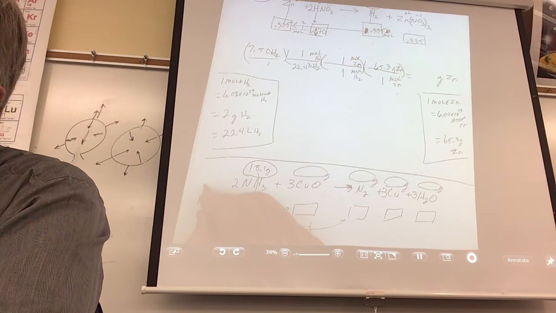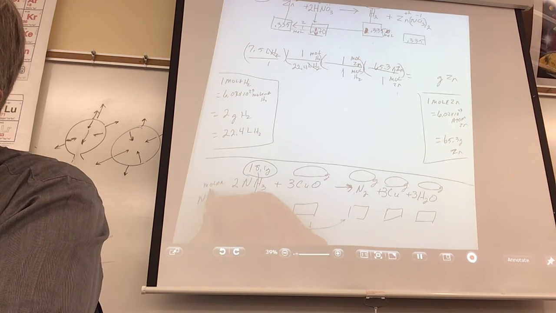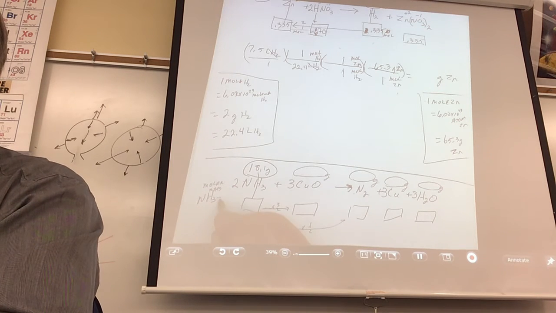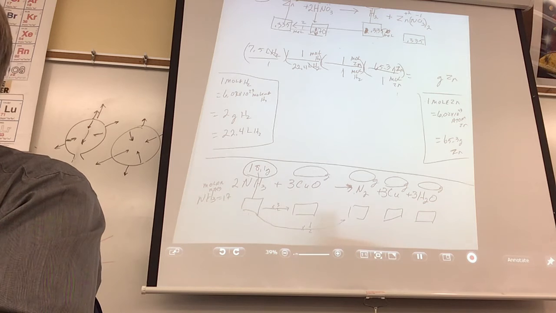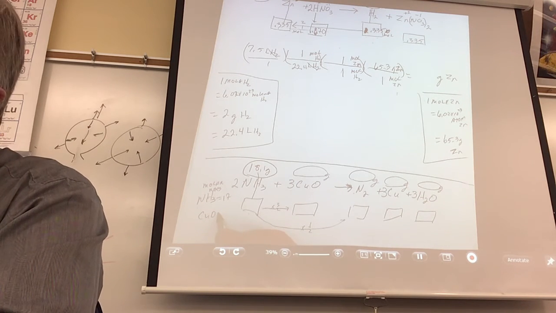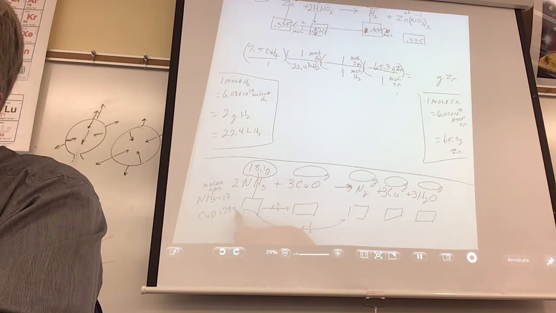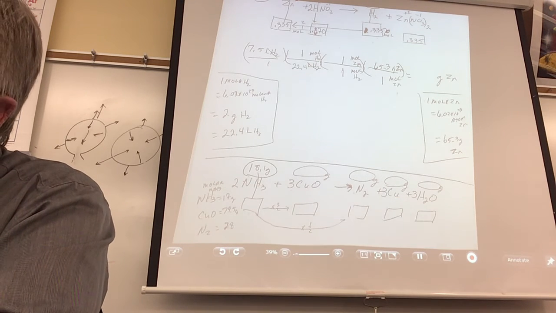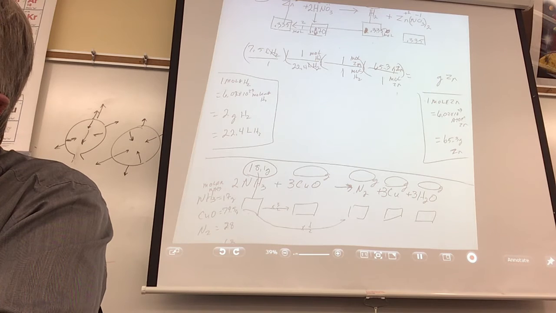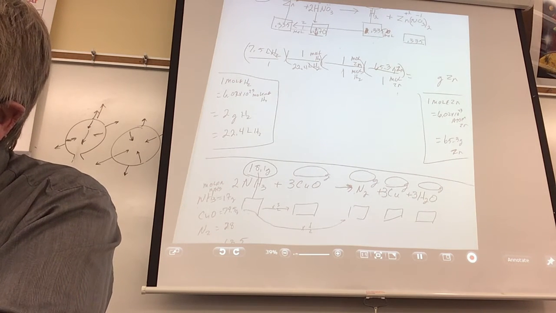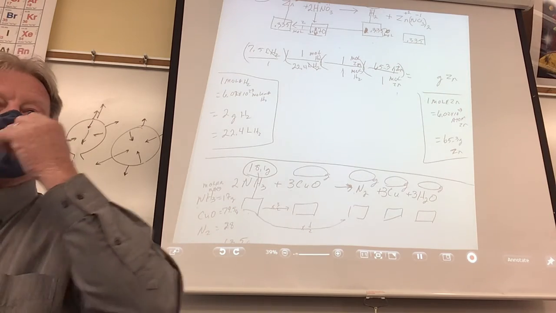I need some molar masses. The molar mass of NH3 is 14 plus 3, 17. And what's the molar mass of CuO? 79.5 grams. Okay, what's the molar mass of N2? 28, 14 and 14. The molar mass of Cu is 63.5, and the molar mass of H2O is 18 grams. All right, is everybody ready to go?